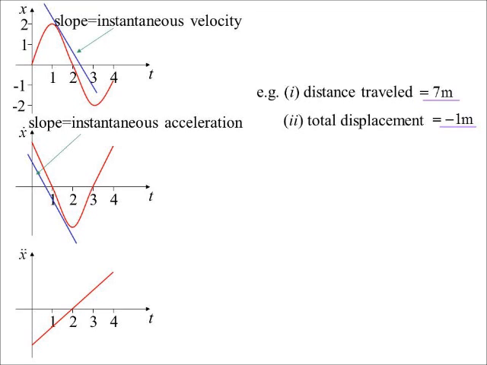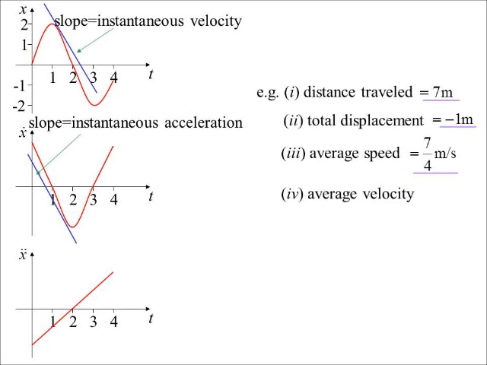The average speed, okay, that would be the distance it's travelled in that time divided by 4, because there's 4 seconds there. Whereas the average velocity is the displacement over that time.